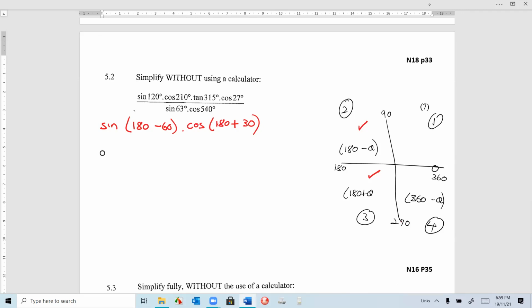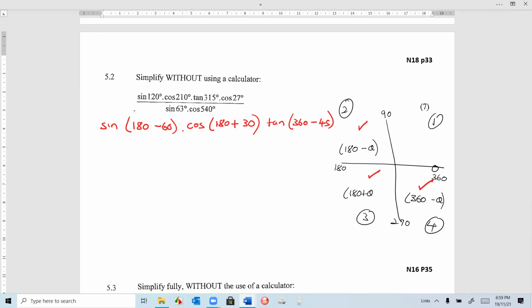If you look at 315, it's actually sitting in quadrant 4. And if I'm in quadrant 4, my angle formula is 360 minus. So I'm going to rewrite that as tan, and I want to use 360 minus, and we want to get 315. Working backwards, you can use your calculator: 360 minus 315 is 45 degrees.